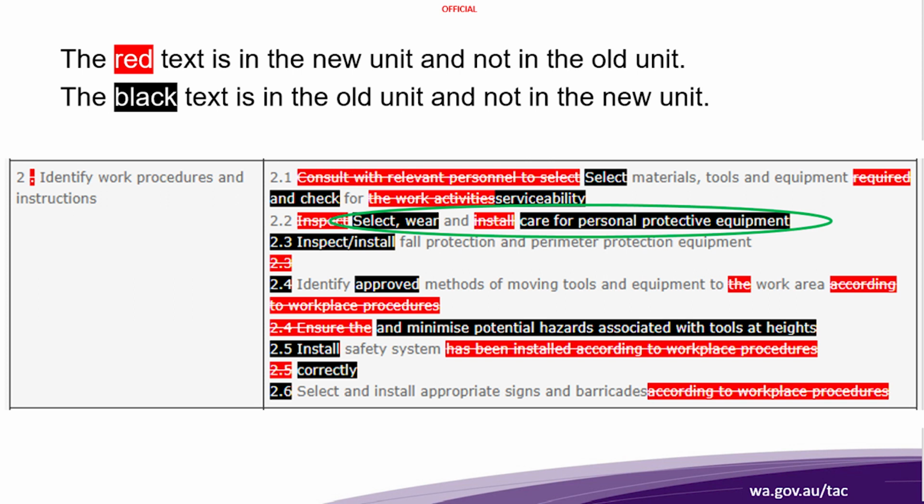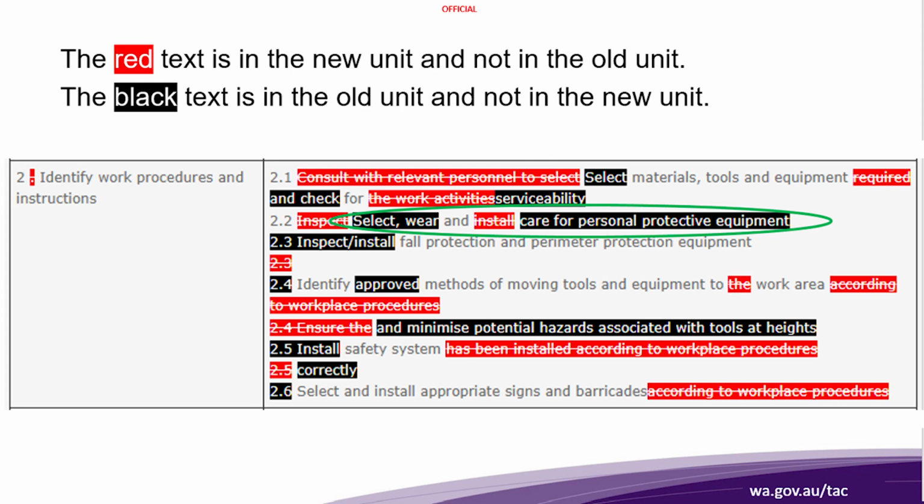So this can be a little bit difficult to read at times. I certainly find it a little bit difficult to read, but once you get the hang of it, it's actually quite easy to see what's happening. Now we've got a little bit there that's highlighted in green, has a green circle around it in Performance Criteria 2.2. And what you'll find is that the old unit had text in it that said select, wear and care for PPE, but the new unit actually reads quite differently.